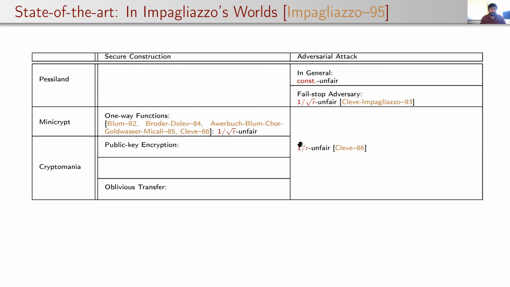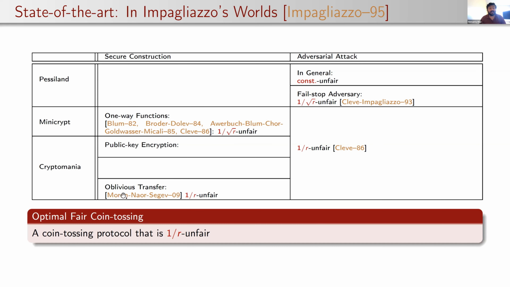And amazingly, in 2009, Moran, Naor, and Segev came up with an amazing coin tossing protocol that relies on oblivious transfer. And this protocol is only 1 by r unfair. So it achieves the bound that Cleve proved. Such protocols are referred to as optimal coin tossing protocols because 1 by r unfairness is unavoidable.